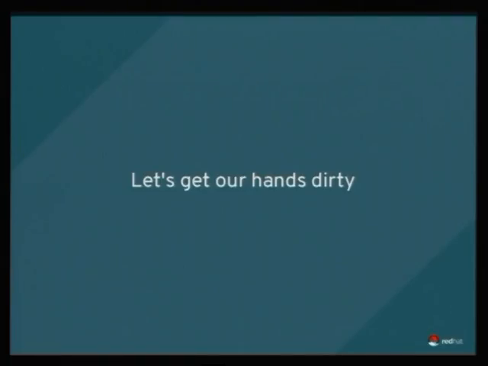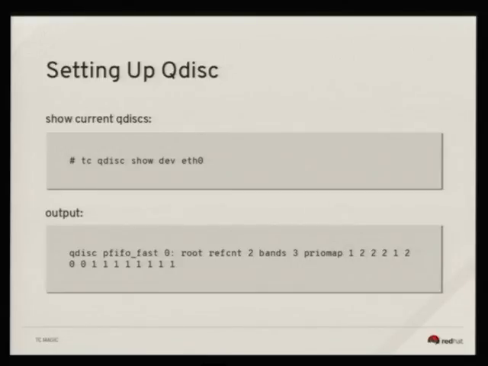Let's look at how this looks in practice, what the command line arguments and options are. First, we're probably interested in what's going on right now on our machine. So let's pick one single interface, eth0, and look at what Qdiscs are currently configured there. tc is the tool we're using. qdisc means we're interested in Qdiscs, and show us the Qdiscs that are attached to device eth0. And this is the answer.